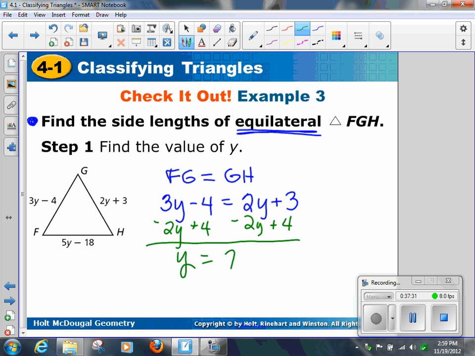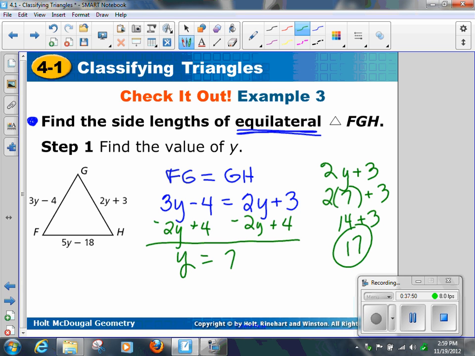2y plus 3 because it's smaller numbers. I don't blame you. If it were an equilateral triangle, why not choose the smallest one, right? They're all still the same. So 2y plus 3, 2 times 7, which is 14, plus 3, which is 17.